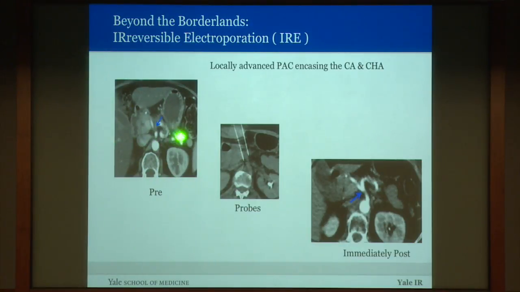So here's an adenocarcinoma around the celiac axis. Here are 2 probes. And immediately afterwards, the vessels are still patent. And theoretically, in this situation, the tumor is dead. This patient also had neoadjuvant therapy and chemoradiation with an R0 resection. So that's it.